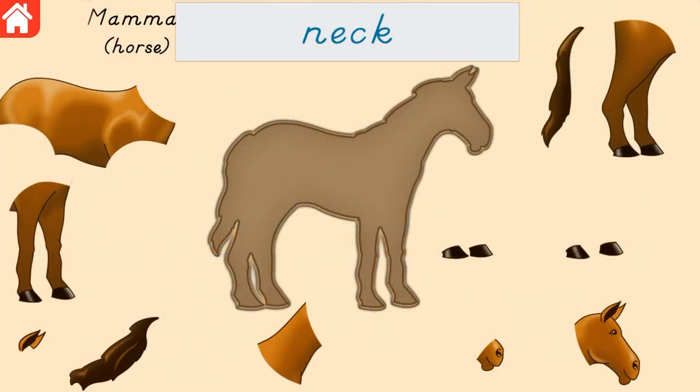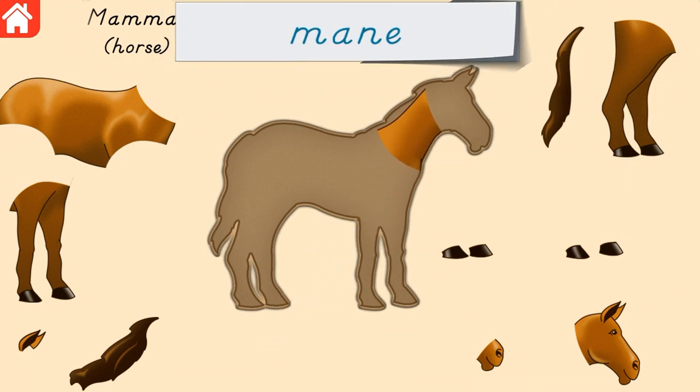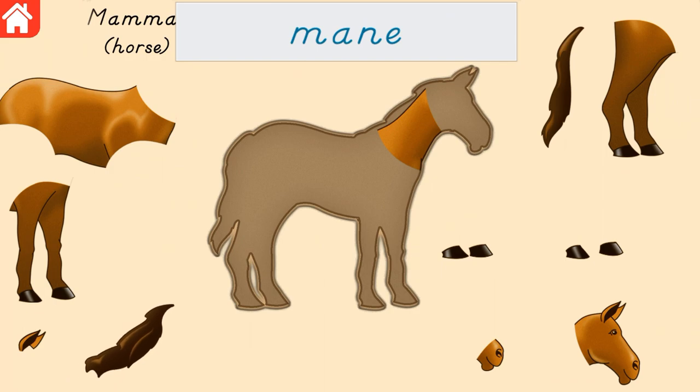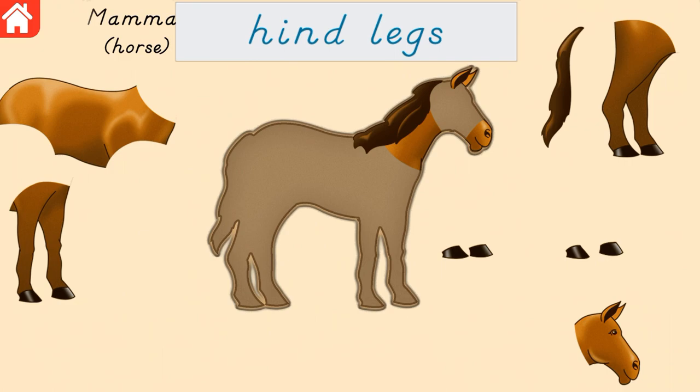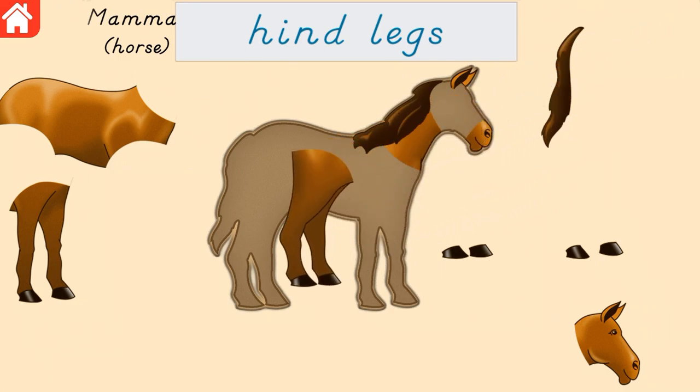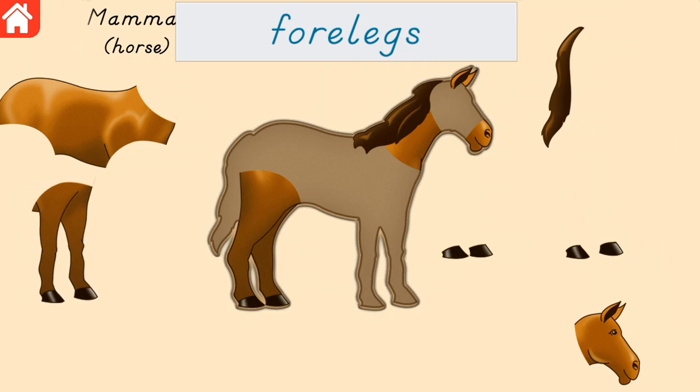Find the animal puzzle piece that matches the label shown. Neck. Mane. Ears. Muzzle. Hind legs. Four legs.